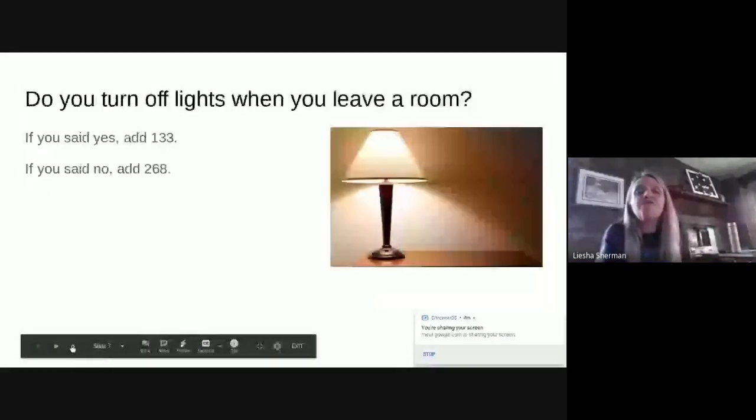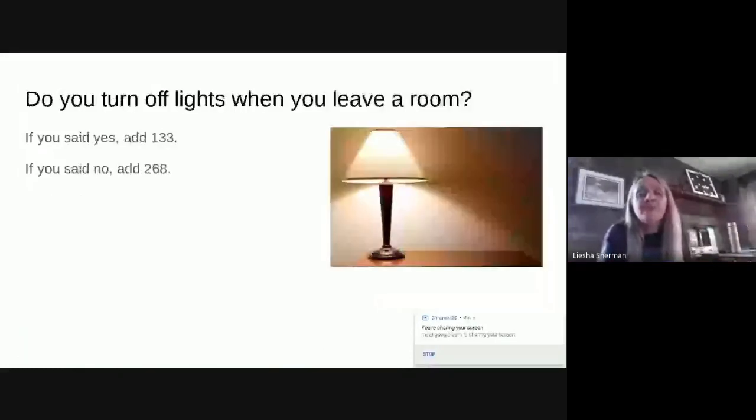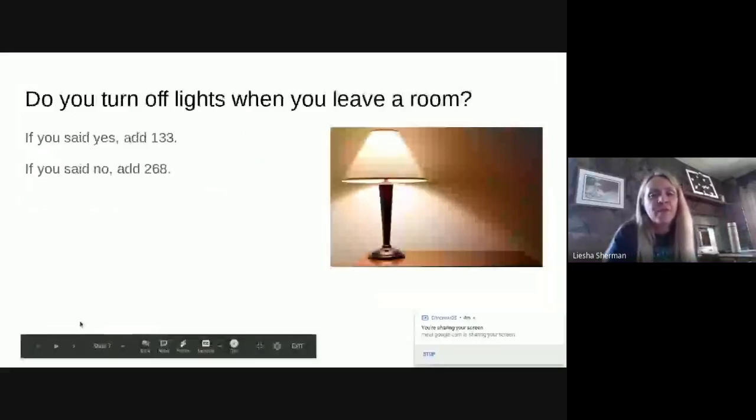Do you turn off lights when you leave a room? If you said yes, add 133. If you said no, add 268. So remember, you don't have to add these up right now. You're just writing all the numbers down.